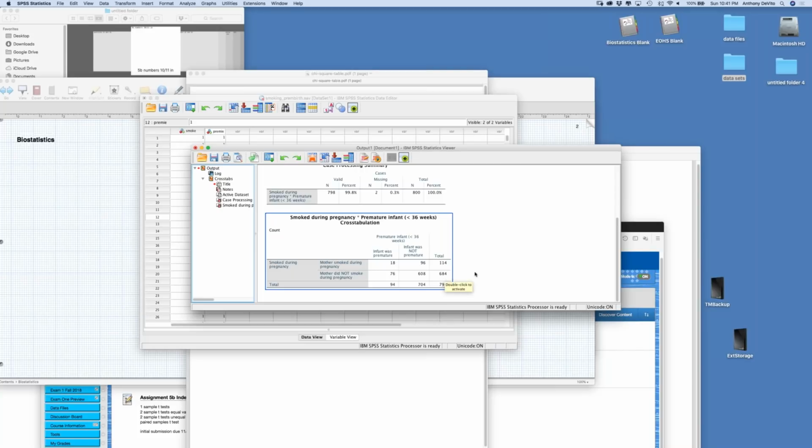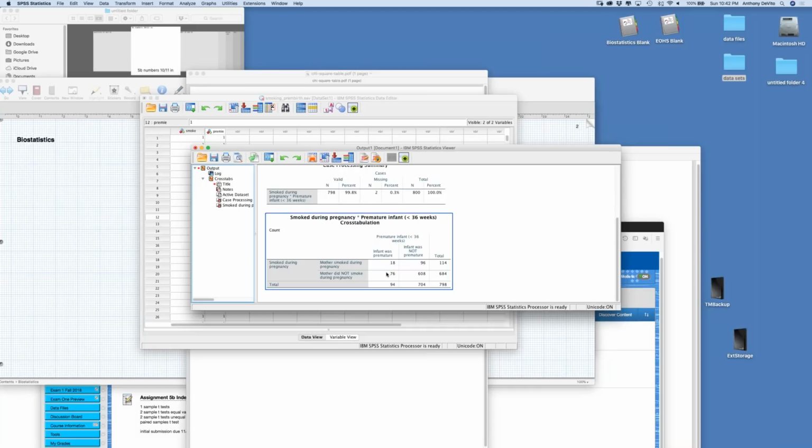So we're interested in figuring out whether there's an association between mother smoking and premature births. So our null hypothesis here would be that there is no association between whether a mother smoked during pregnancy and whether there was a premature birth as a result. Okay. Our alternative hypothesis is that there is an association. So there's a few ways we can prove this. This is categorical data. We're going to use chi-square to prove this.